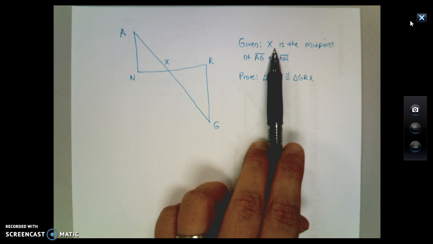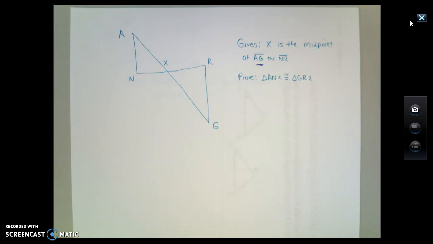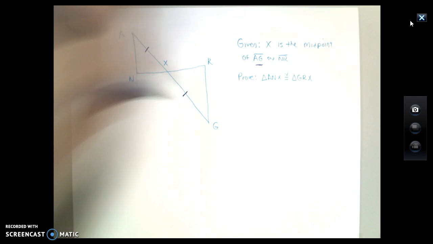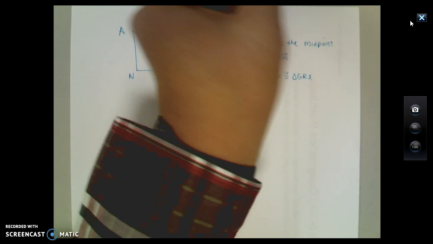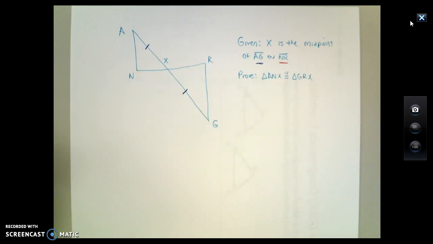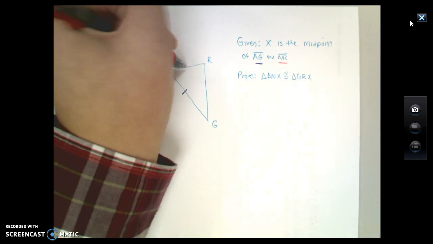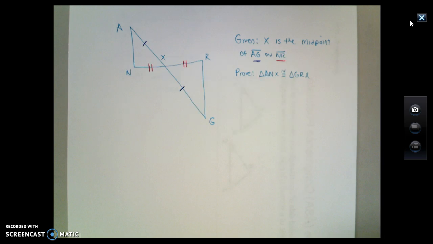So the very first thing it tells me is that X is the midpoint of AG, and we'll keep the NR part out of it for a minute. If X is the midpoint of AG, well, that means that AX and XG are congruent to each other. I'll switch colors now, and we'll focus on the NR portion now. If X is the midpoint of NR, well, that means X is going to cut NR into 2 equal parts. So there I have 2 very important statements, okay?